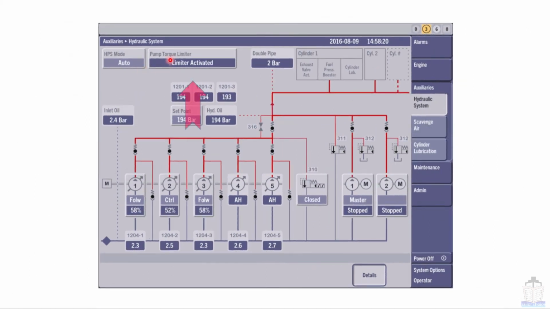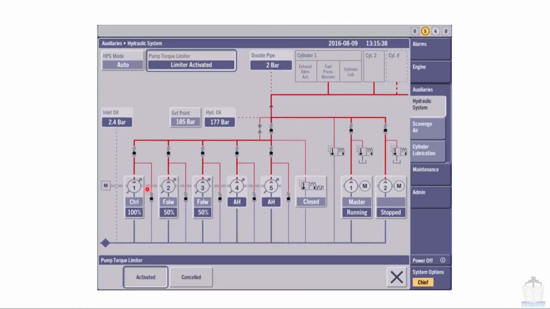Next going to see this pump torque limiter. You can see over here that this pump is running at 100% load and other pumps are running at 50% load. Sometimes it happens because of internal mechanical failure or leakages in pipe that one of the engine driven pumps runs at its maximum load. However, it should not run at that much load. In that condition, the pump torque limiter alarm gets activated.